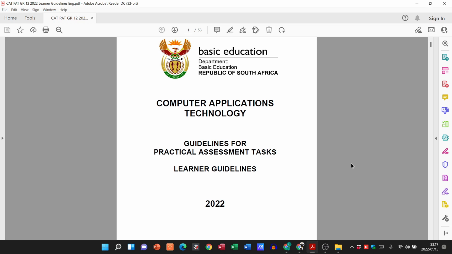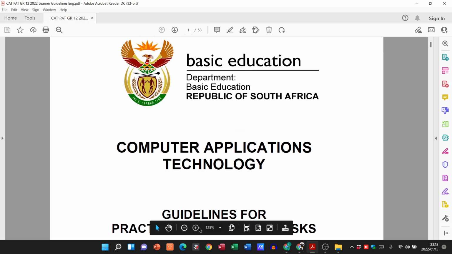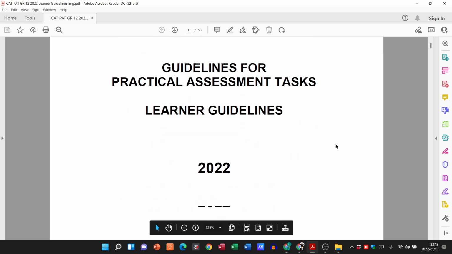So this is the DBE, or the Department of Basic Education PAT. The IEB learners will have a different PAT that will come out a little bit later, and I'll do a video on that. But for today, we're just going to have a quick run through as to what's in the PAT 2022. So let's scroll through and have a look at what they have in store for us.